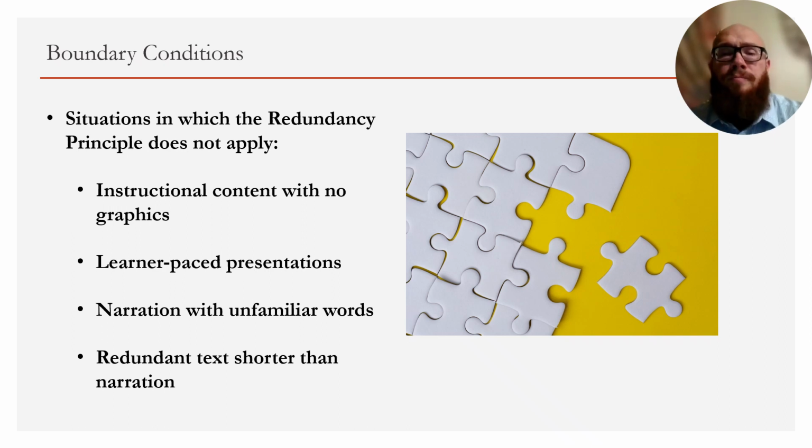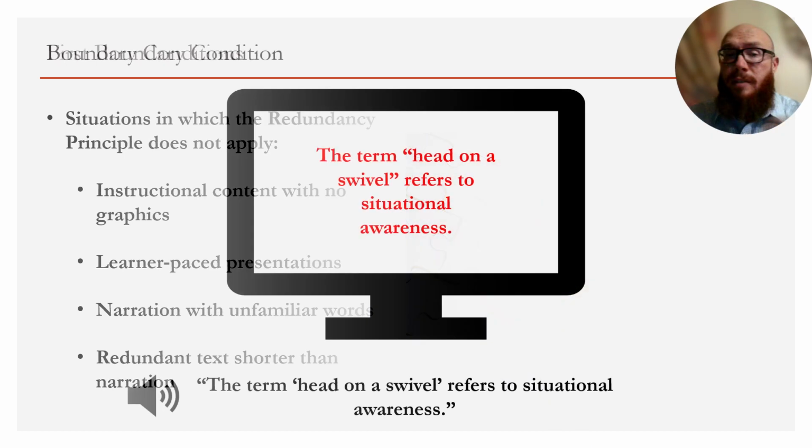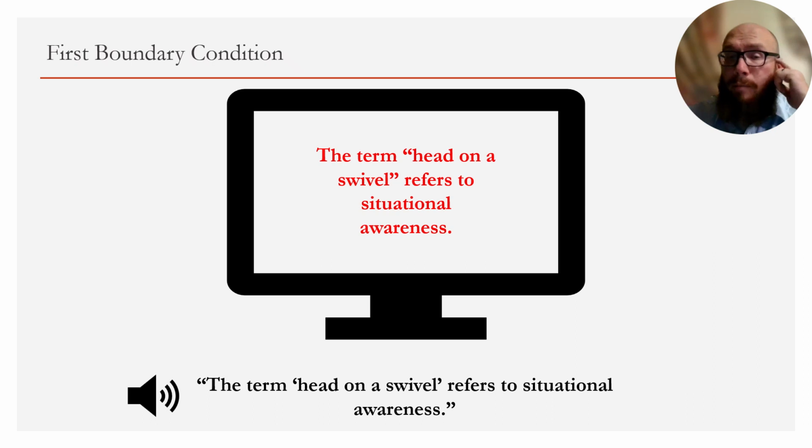Another example would be slow-paced or learner-paced presentations, narrations which may contain technical or unfamiliar words to the students, and redundant text that is shorter than the accompanying narration, as in the case of keywords or phrases. All this pointed out by Clark and Meyer in 2016. Four examples there of boundary conditions, and now we'll just briefly go over them and look at a more clear-cut illustration.